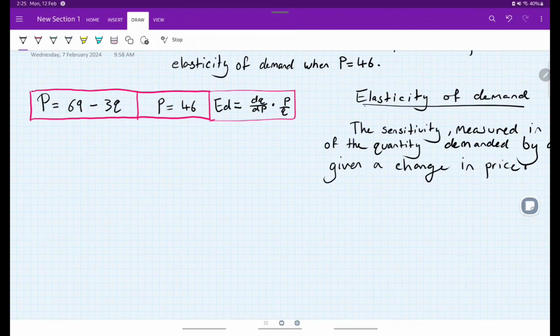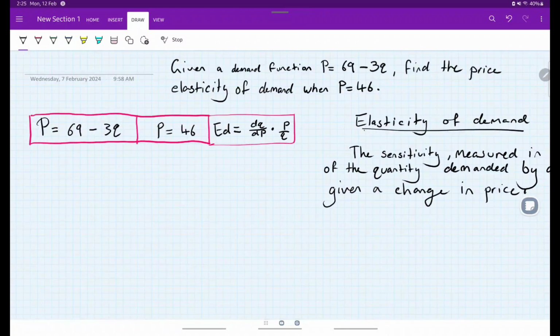So in order to solve this, we need to find P and Q. We have P here, but it's in terms of Q, we have to find Q. So in order to find Q, we are going to have to solve this inverse demand function for Q. And so you have moving 3Q over to this side and transposing the P over there. And dividing each term by 3.